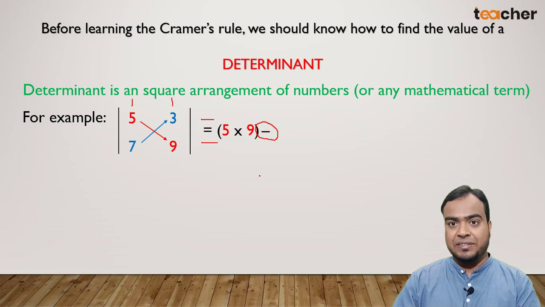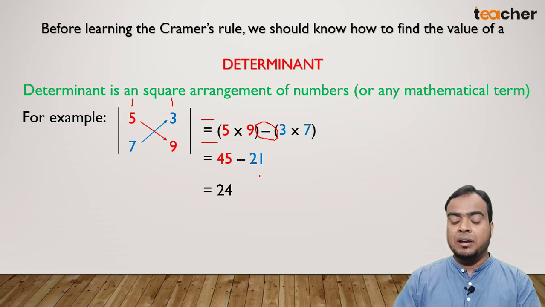Now we will multiply 7 and 3, so it is 3 into 7. Now we will find their product and take the difference. So 45 minus 21, and that is 24. In this way we found the value of this determinant.